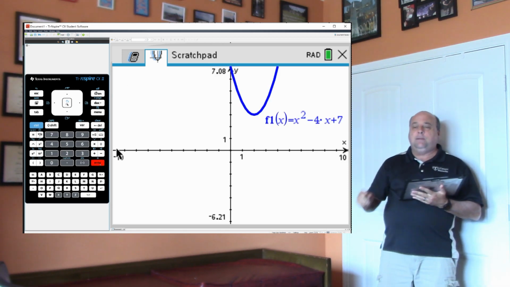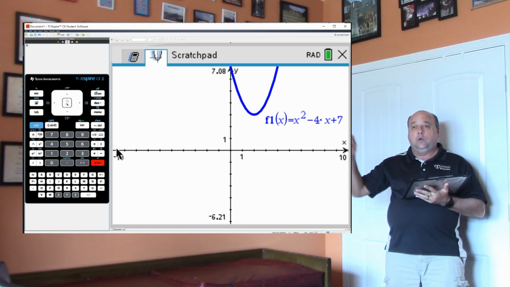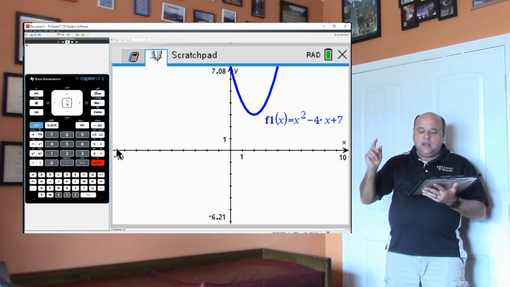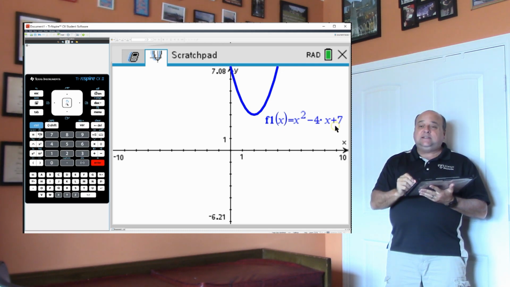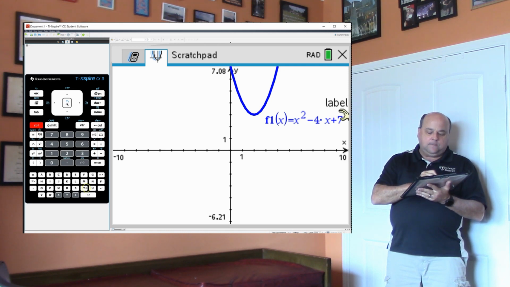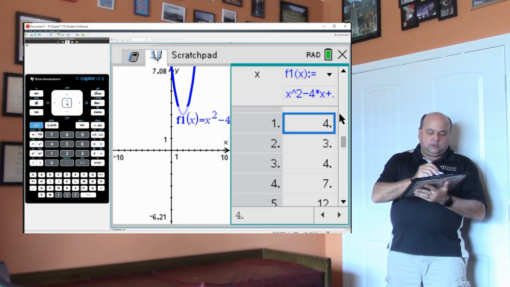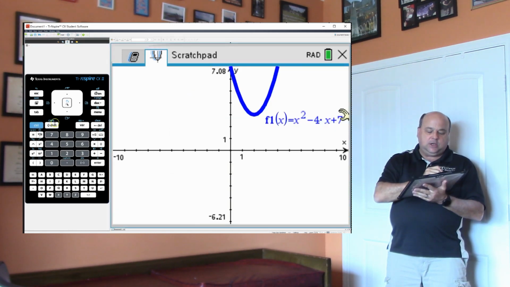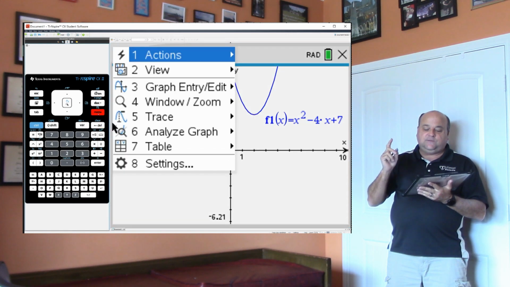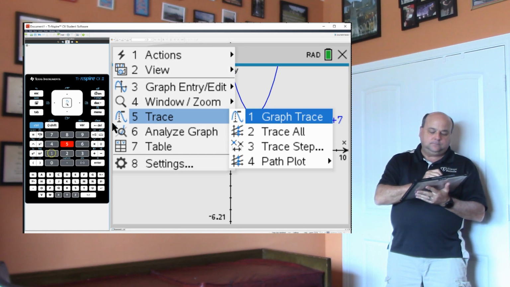And then I get my parabola. Notice this parabola does not cross the x-axis, does it? So it will not have zeros, will it? Now the plus 7 is going to be the y-intercept. Remember, the c term is your y-intercept. Let's hit Control T. Not Control T, sorry about that. Let's hit Graph Trace. So Menu, Trace is 5, and then Graph Trace is 1.